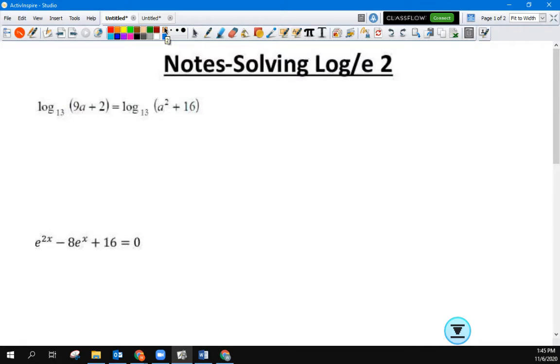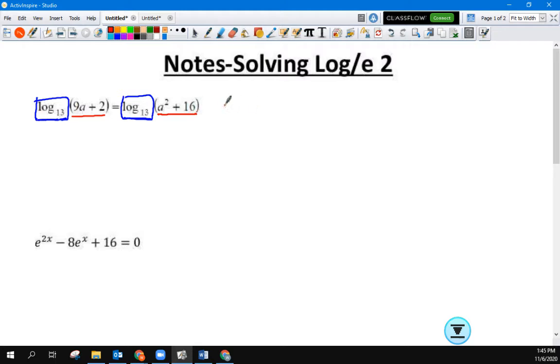As soon as we see a log on both sides, the first thing we're going to check is to see if they have the same base. Since this log here and that log there have the same base, we can use the one-to-one property. Basically, the one-to-one property says if this and this are equal, then for this statement to be true, this has to be equal to that.